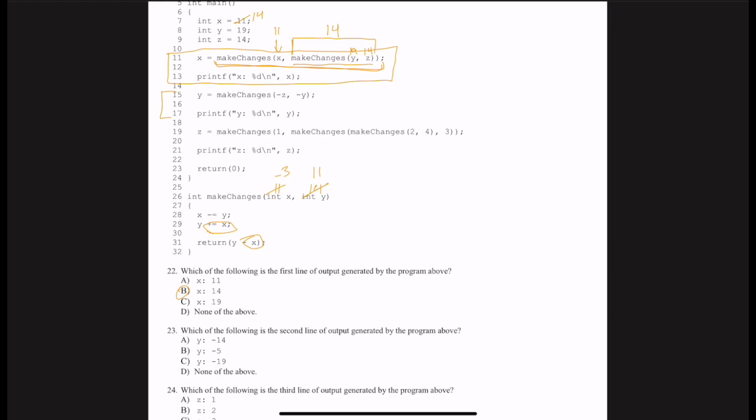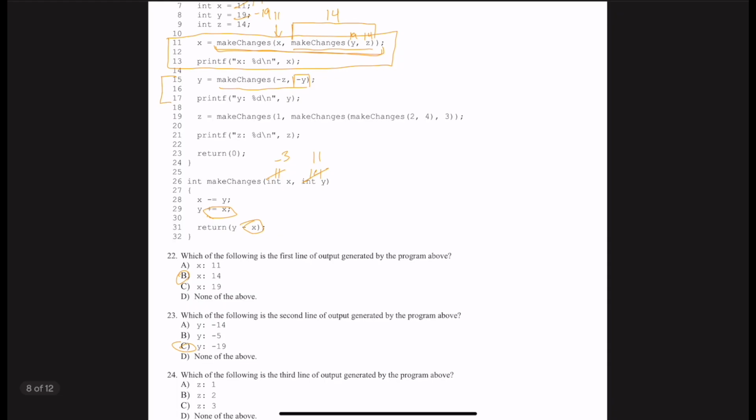So this time, I'm not going to actually plug in the numbers for question 23. I'm going to look at my make changes call right here, and I know that whatever the second parameter is is what is returned. So now y equals negative y, so y equals negative 19. We're going to print out negative 19, so C. Now on to question 24.